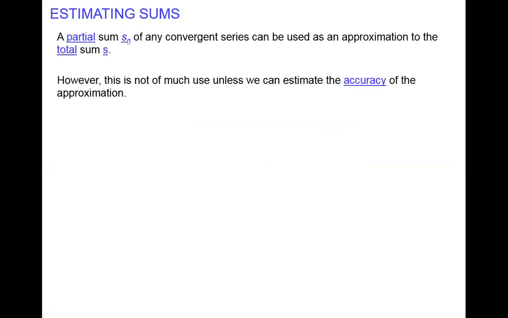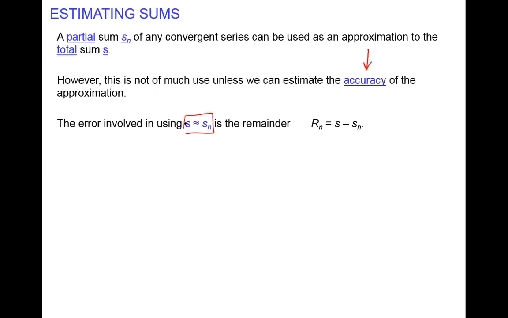However, this approximation is not going to be really helpful unless we find the accuracy of the approximation. That means we will have the error involved in using the approximation that the partial sum S sub n is almost the same as the entire sum. Of course, we will have a difference, and we will call this the remainder.